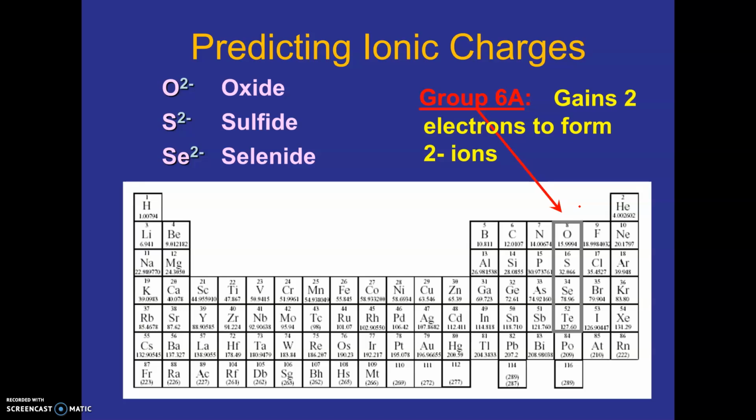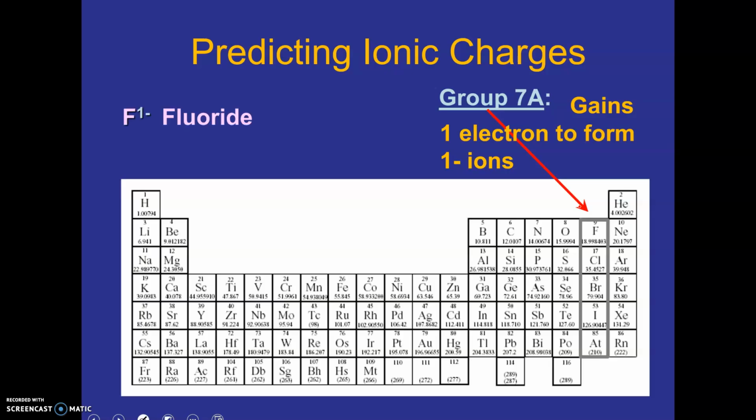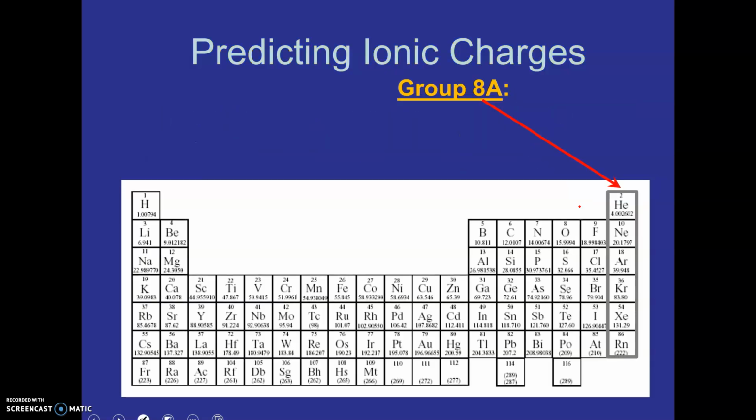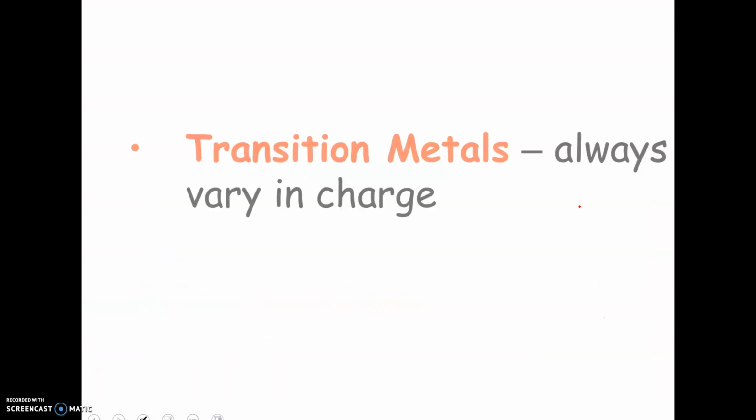These are just some examples. Group 7A, these have 7. They need 1 more, so they're going to get a -1 charge. So fluoride, chloride, bromide, iodide, etc. And then group 8, these are our noble gases, so they're not going to form ions.